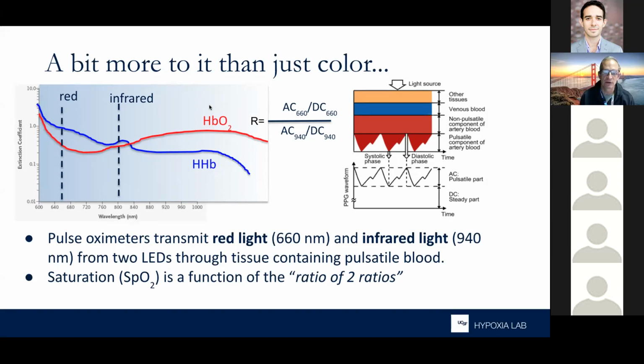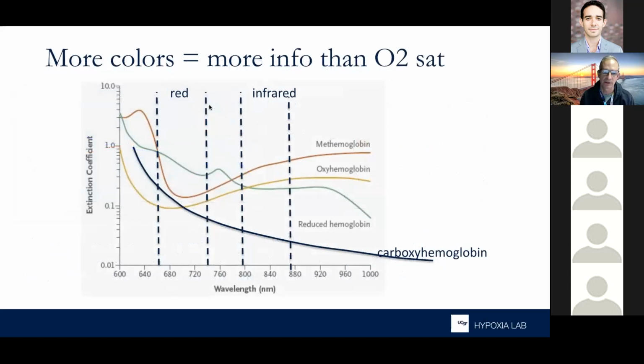Reduced hemoglobin is HHb, oxygen-bound hemoglobin is HbO2. And at two different wavelengths here, around 650, 660, and 800, the two species of hemoglobin absorb light differently. And if you express what's called the AC component, that is the pulsatile component, over the DC component, the non-pulsatile component, at the two wavelengths, you can create an index which is related to oxygen saturation. And that index is called R. So it's really the ratio of two ratios that's related to this.